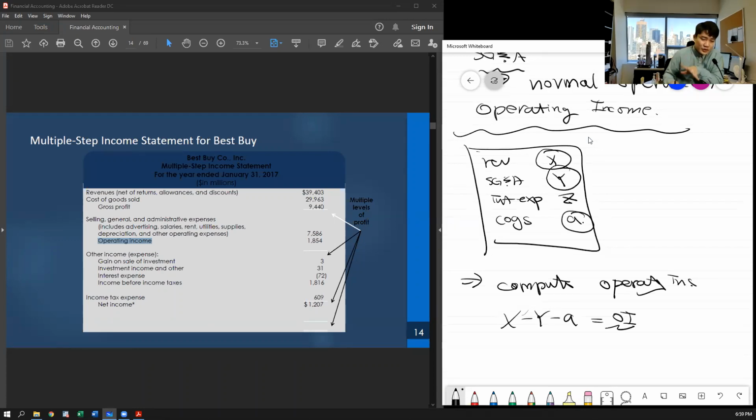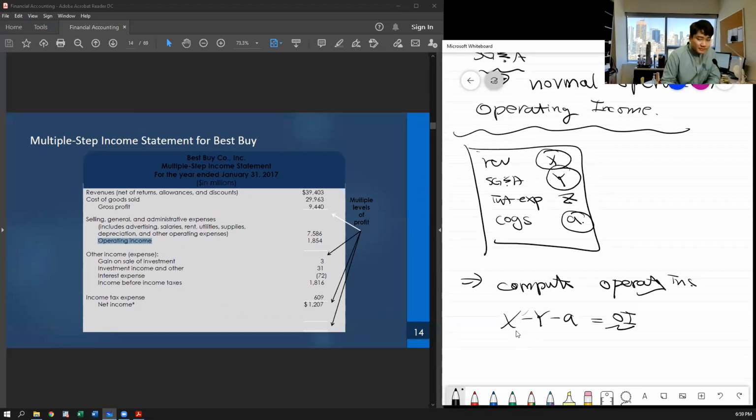Again, you have to be able to memorize or understand that some of the items will not be included in your calculation, depending on the type of question you're getting. Any questions on this? Because interest expense is non-operating. It's a non-operating expense. Yep. Any other questions?